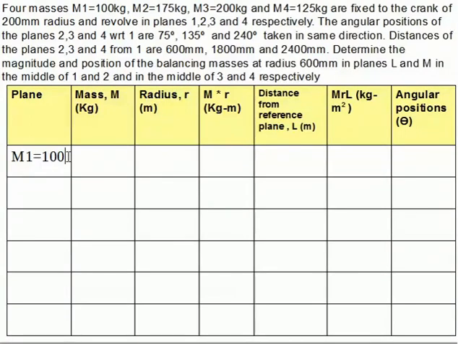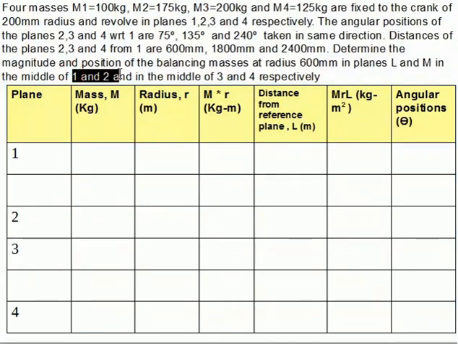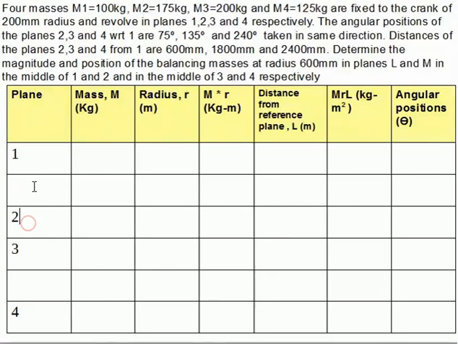Or we'll list out the planes first. Here we'll list out plane number 1, plane number 2, 3 and 4. There are 4 planes in the given problem, and in between plane 1 and 2 there is one more plane, L, and in between 3 and 4 plane M is located. It is given in the last sentence of the question. Exactly in the middle of 3 and 4 comes plane M.